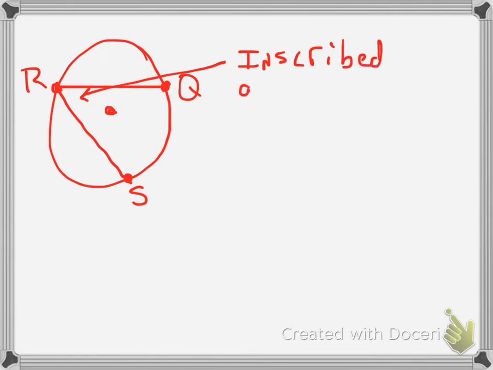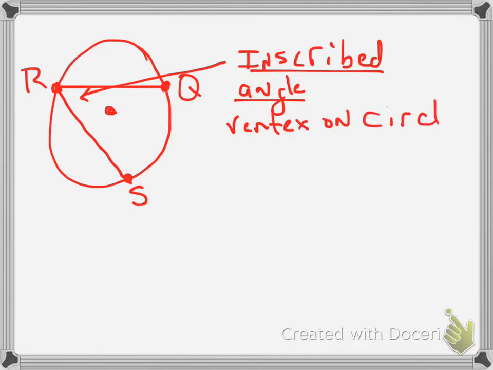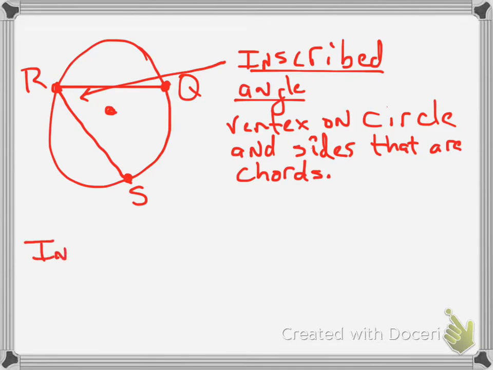What is an inscribed angle? It is an angle whose vertex is on the circle, and the sides are two chords of the circle.